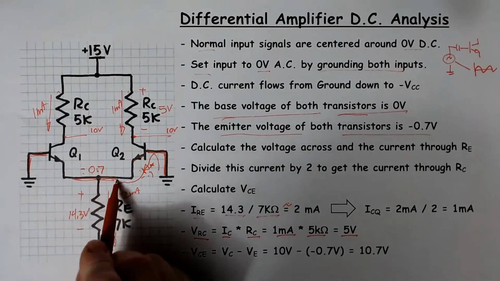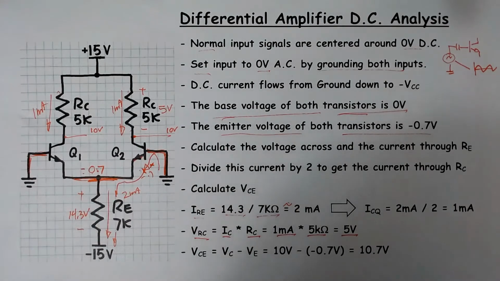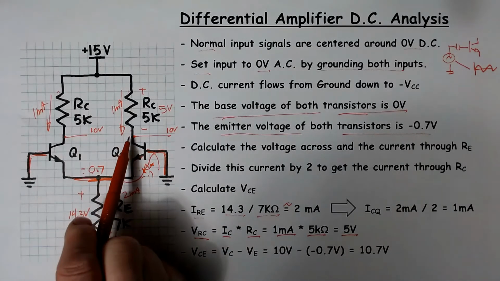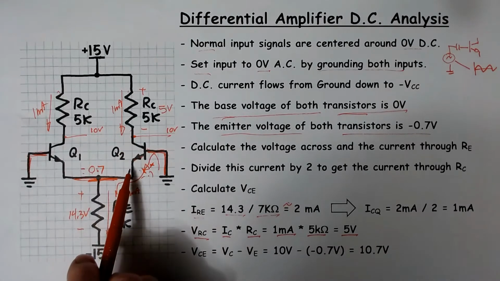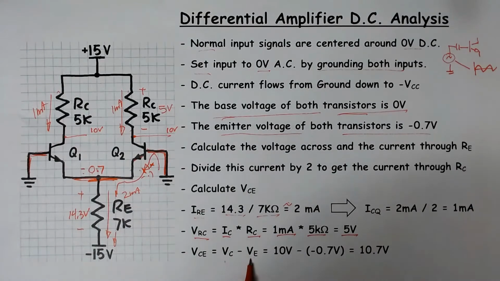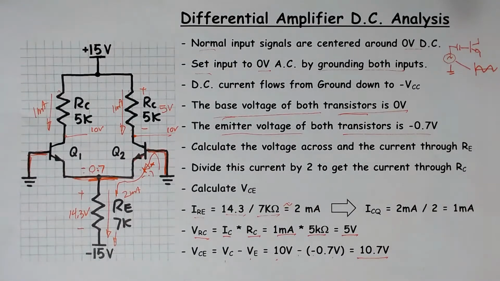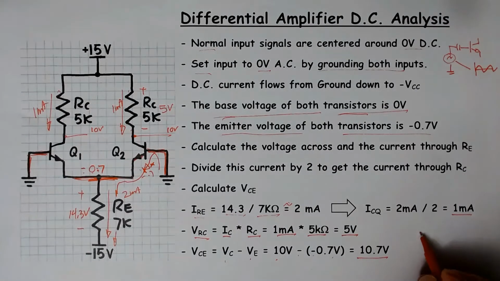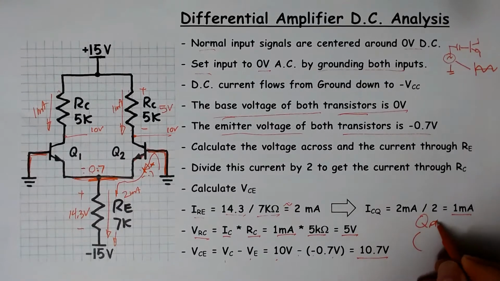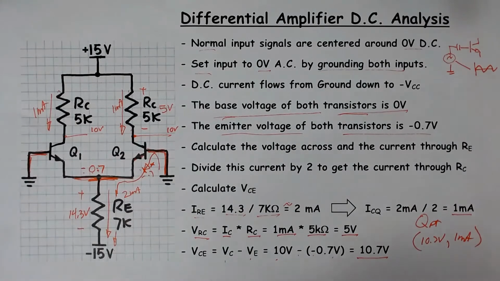And we've already said that the emitter sits at minus 0.7 volts. So the voltage across the transistor would be the collector voltage minus the emitter voltage, which would be VC minus VE, which is 10 volts, subtract minus 0.7. So there is 10.7 volts across that transistor, and there is 1 milliamp going through it. So your Q point would be 10.7 volts, 1 milliamp. That is your DC bias point.